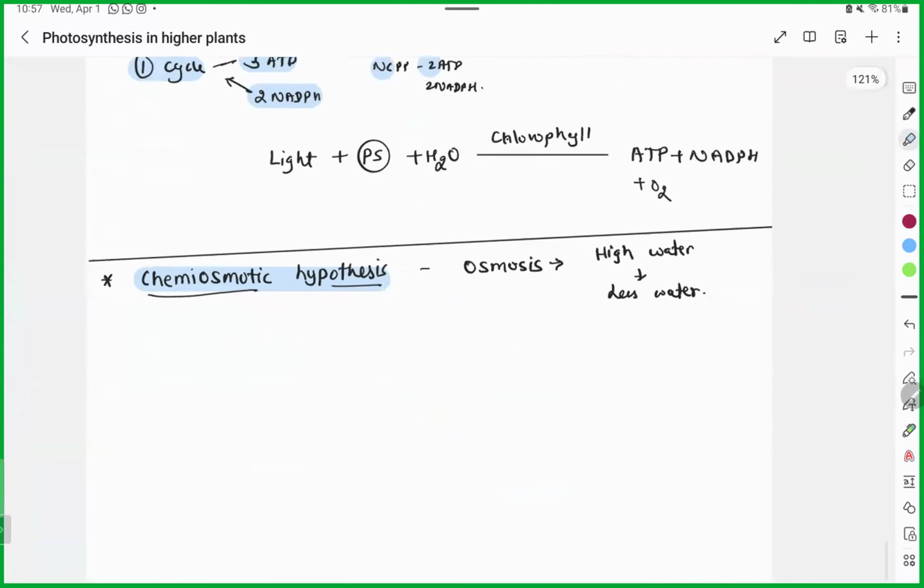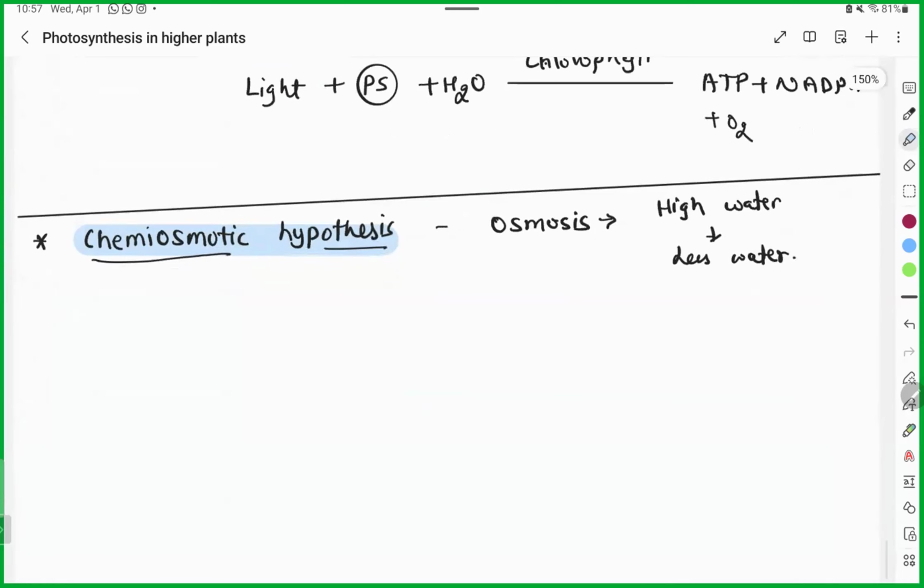Chemiosmotic hypothesis. Osmosis means movement of water from high water concentration to low water concentration with the help of the semi-permeable membrane. This is the definition of osmosis. Chemiosmosis means movement of hydrogen, chemical, and here you have chemical hydrogen. So movement of hydrogen from the high H positive concentration to low H positive concentration with the help of the semi-permeable membrane.